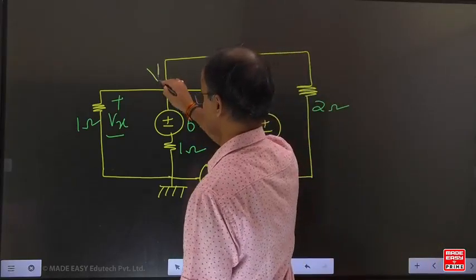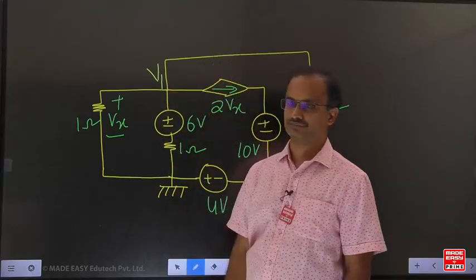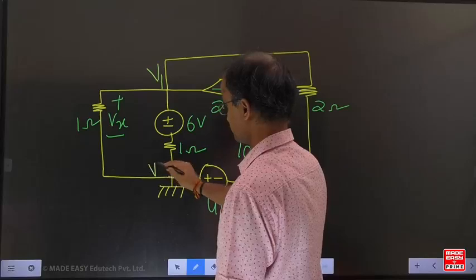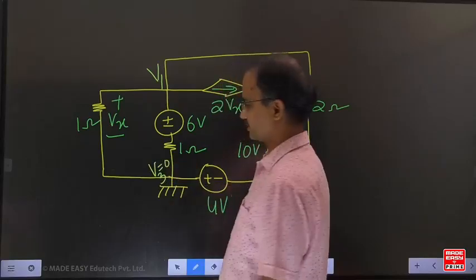In this example, let us assume the node voltages are V1, V2 and V3. The ground potential is equal to 0.